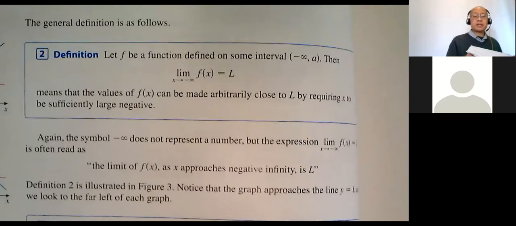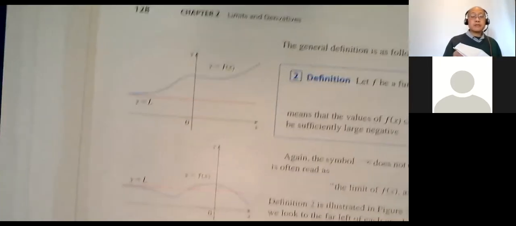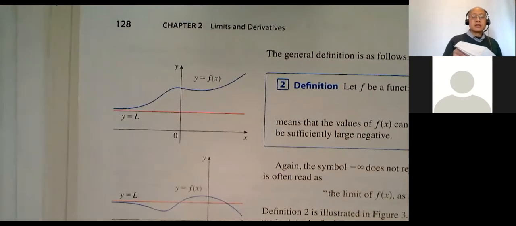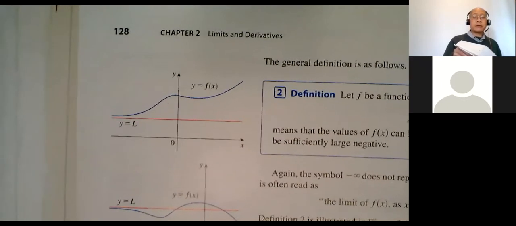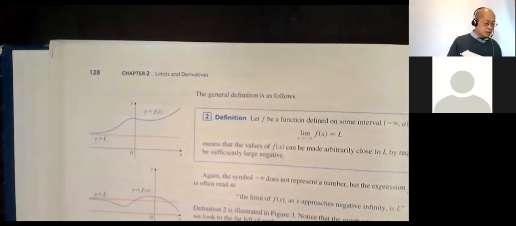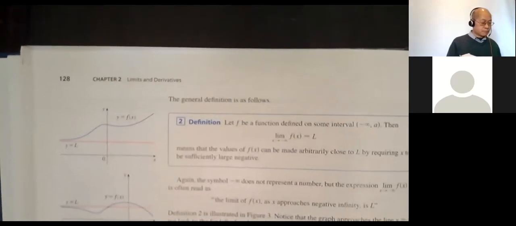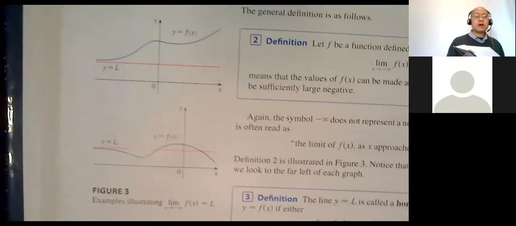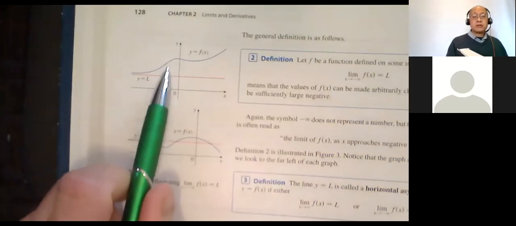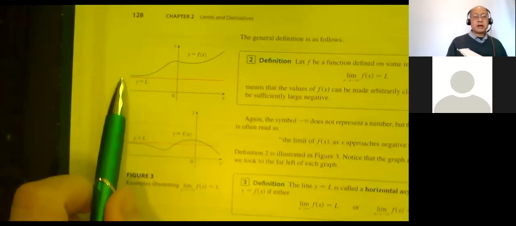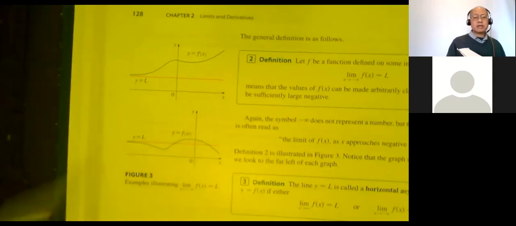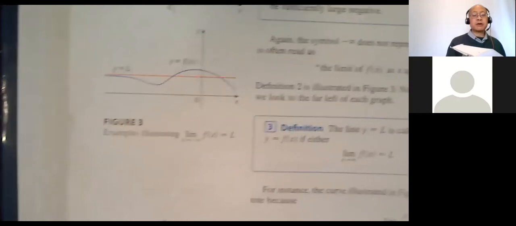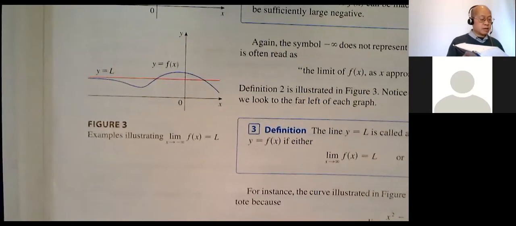Page 128. Limit as x approaches negative infinity of f of x is equal to L. Okay, so look at the picture right here. When x becomes very negative, y approaches that red line L. So it goes out like so. And by the way, you can approach from above or below. Here it looks like you're getting close, but it stays above. Here it looks like you're getting close, but it stays below. Either way, we're going to say the limit as x approaches infinity or negative infinity equals the limit L.